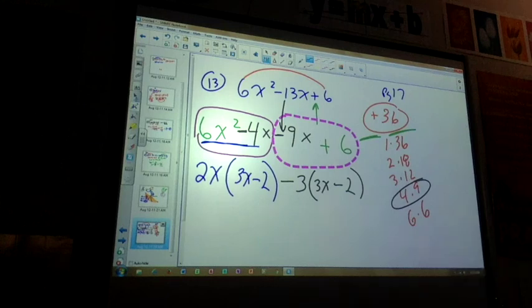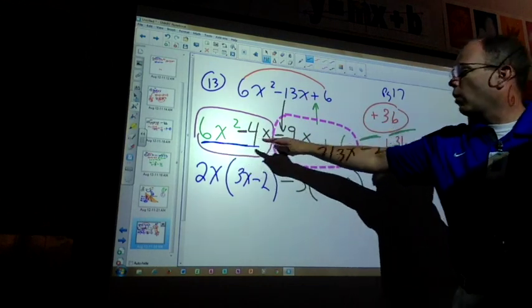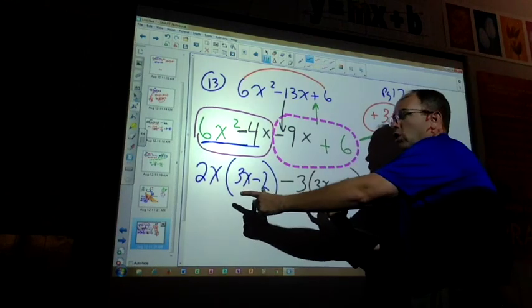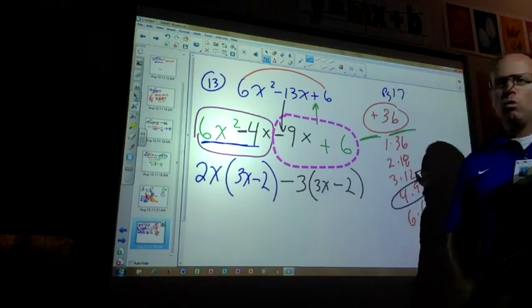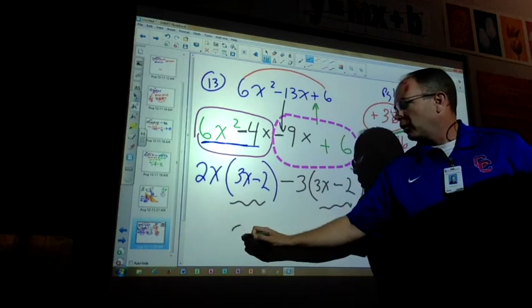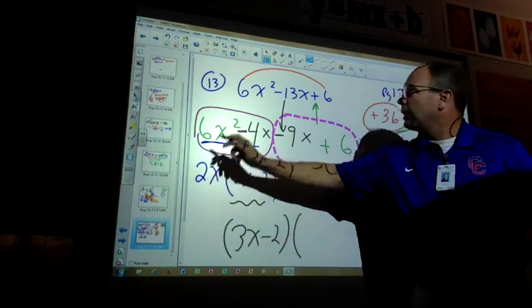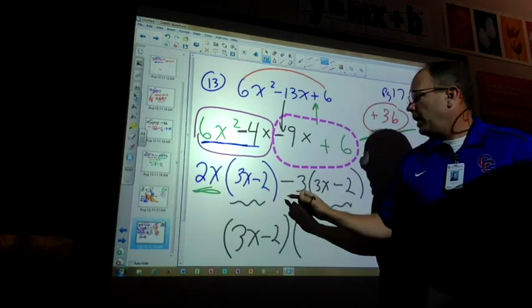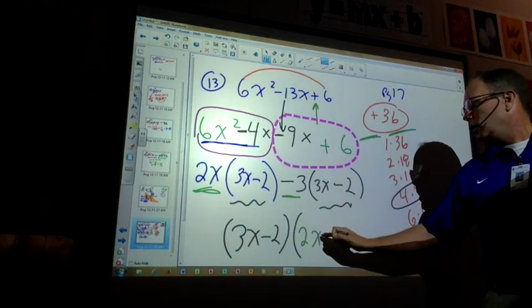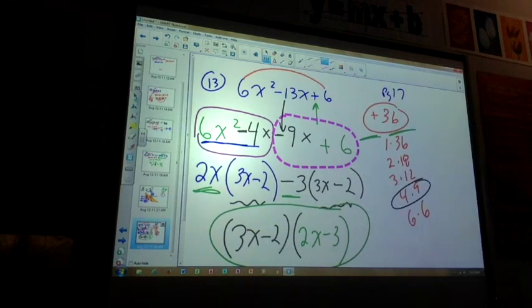Now, almost done with our factoring. So I went from 3 terms, I split 3 terms, to 4 terms, and I'm now down to 2 terms. Whoa. I have this, and I have this in common on both, yes? So if I factor 3x minus 2 out, I'm left with a 2x and a minus 3. That comes down for the ride. That's a combination of the dream method, combination of a few different methods.